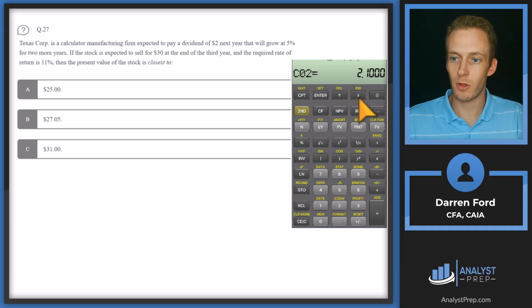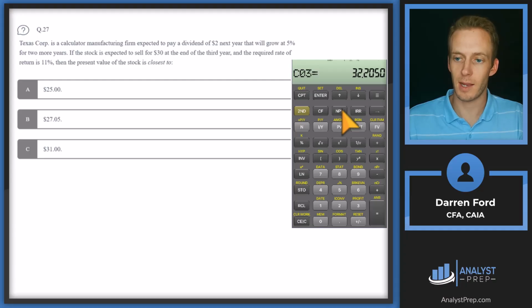For our third cash flow, there are 2 components here. We take that 2.1 and grow it by 5% again to get part of that third cash flow, 2.205. Then we add in the sale proceeds. We're selling for $30. So we've got a 2.205 dividend plus a $30 sale, which gives us 32.205. We'll hit enter. So we've got our three cash flows in here now.